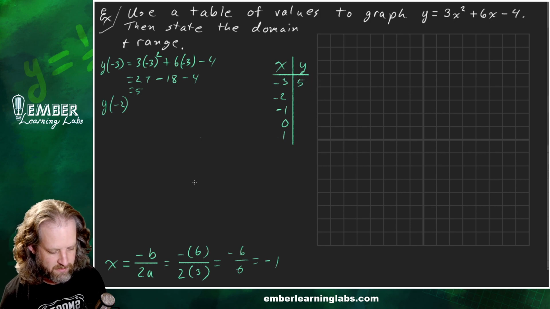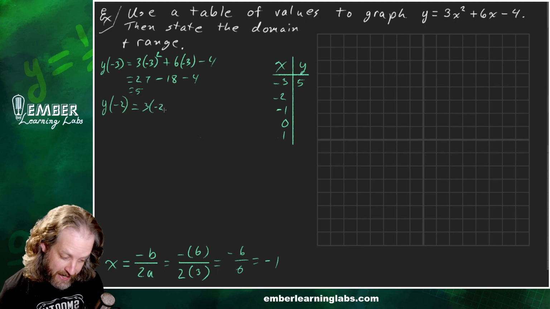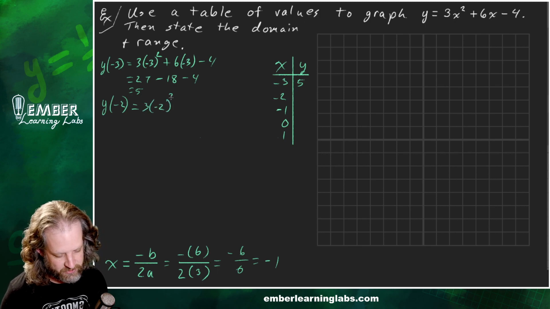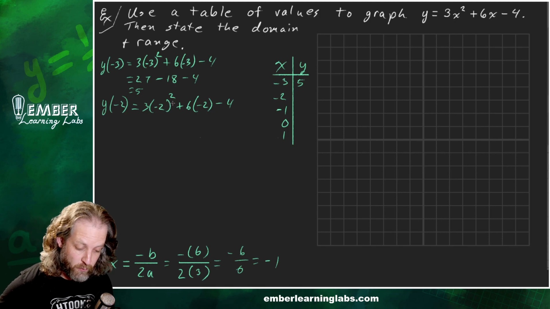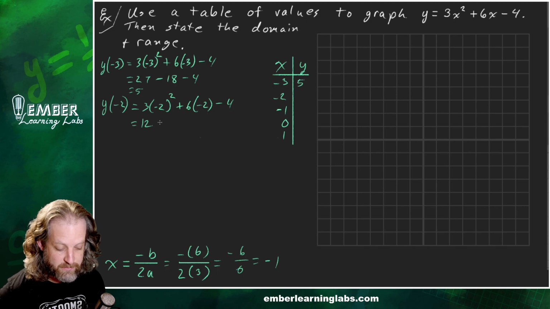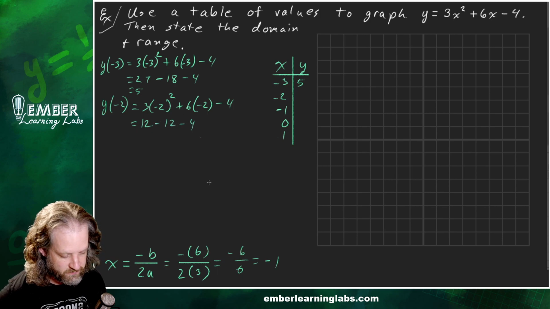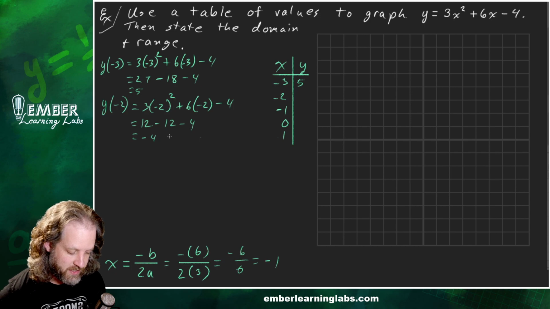All right, let's plug a negative 2 in there. 3 times negative 2 squared plus 6 times negative 2 minus 4. Negative 2 squared is 4 times 3 is 12. Negative 2 times 6 is negative 12. That's handy. Minus 4. So that is going to be negative 4 because 12 minus 12 is 0. Minus 4 is negative 4.